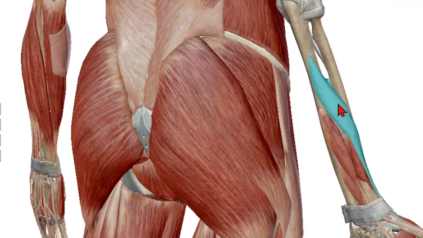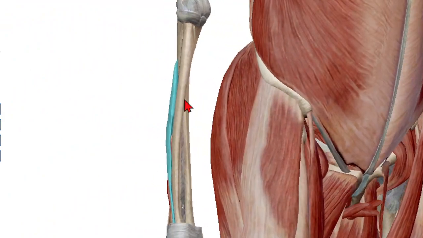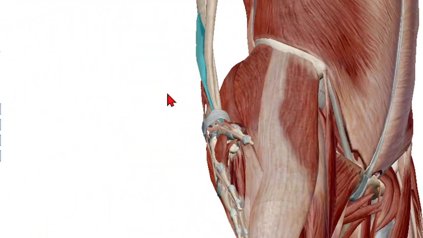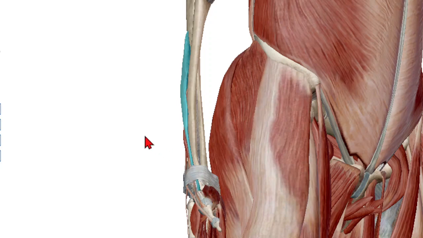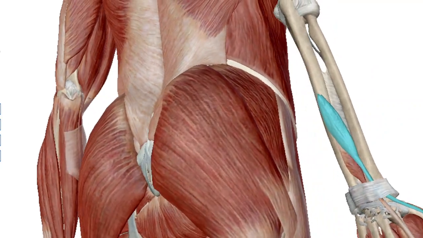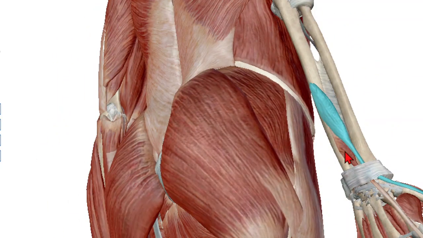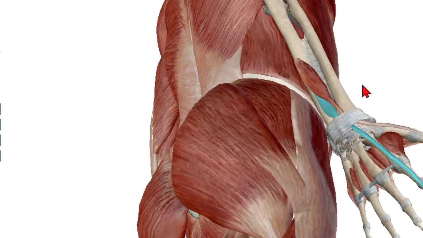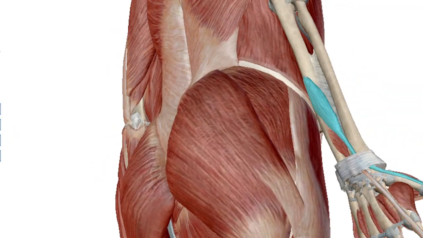Now another, there is the abductor pollicis longus. It is attached to the lateral side, that is why it is called abductor. So it is abductor pollicis longus, and this is called extensor pollicis brevis. These are two muscles. Okay. Now see here, there is the extensor pollicis longus. This is the extensor pollicis longus muscle, and this is the extensor indicis. Okay, extensor indicis.